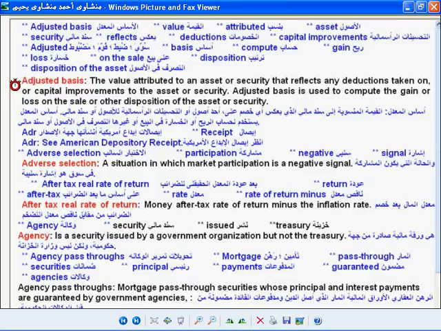Adjusted basis, the value attributed to an asset or security that reflects any deductions taken on, or capital improvements to the asset or security. Adjusted basis is used to compute the gain or loss on the sale or other disposition of the asset or security.